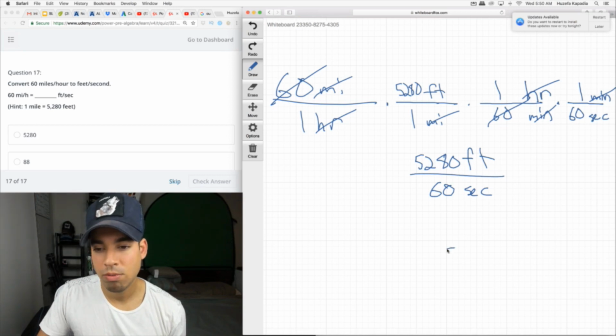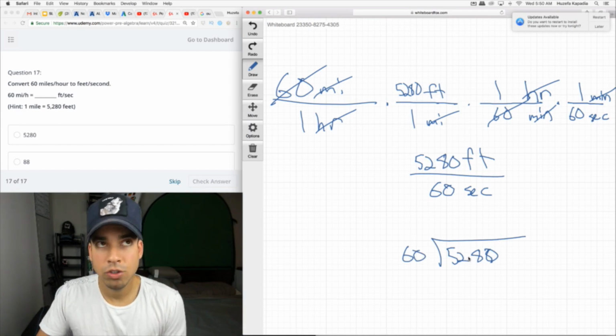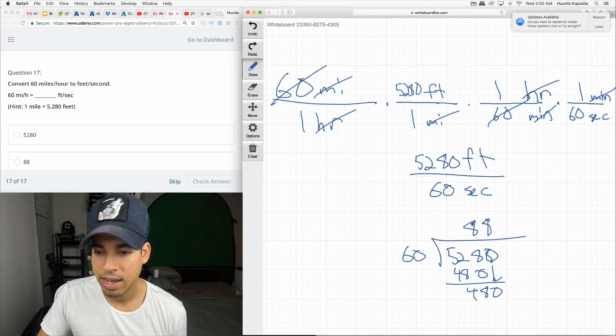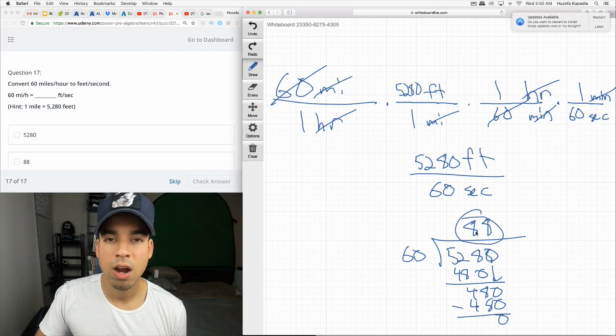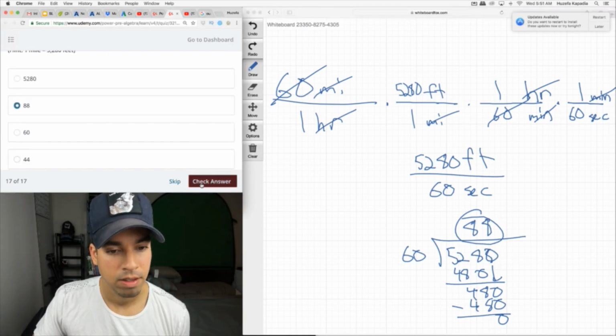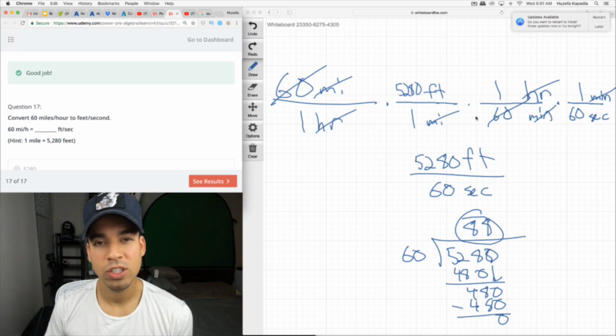This is just a division problem, so let's divide it. 5280 divided by 60. 60 goes into 528 8 times. That's 480. And that's 48. Bring down that last zero. 60 goes into 480 8 times. And that's exact. No remainder. So 60 miles per hour, fun fact, is 88 feet per second. All right, that is it for the explanations for the Chapter 6 test. Time to move on to the next section.